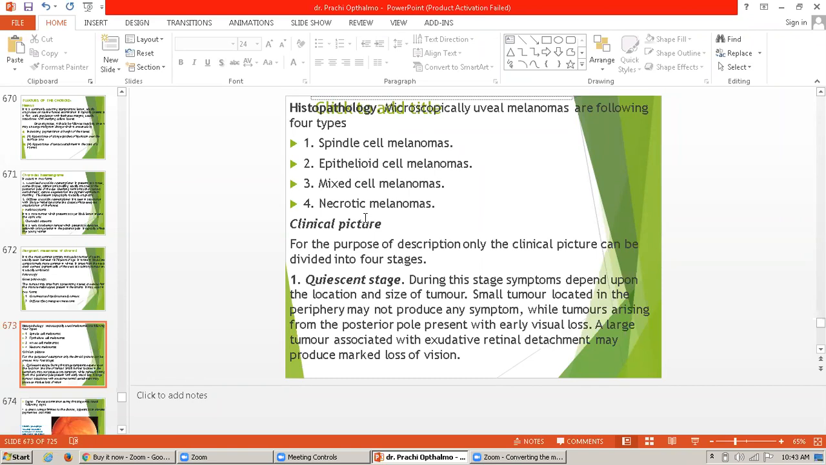So, clinical picture, for the purpose of description only, can be divided into four stages. That is, first one is the quiescent stage. In that, during this stage, the symptoms depend upon the location and the size of the tumor.